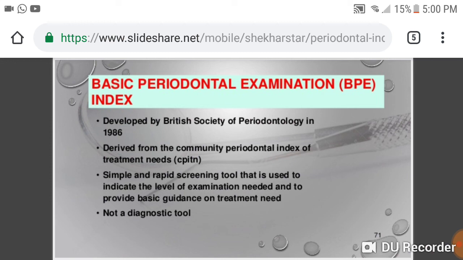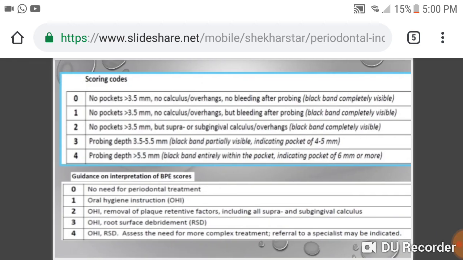Basic Periodontal Examination Index, developed by British Society of Periodontology in 1986. Derived from the Community Periodontal Index of Treatment Needs, that's CPITN. Simple and rapid screening tool that is used to indicate the level of examination needed and to provide basic guidance on treatment need, not a diagnostic tool. The scoring: 0 is no pockets greater than 3 to 3.5 mm, no calculus, overhangs, no bleeding after probing.